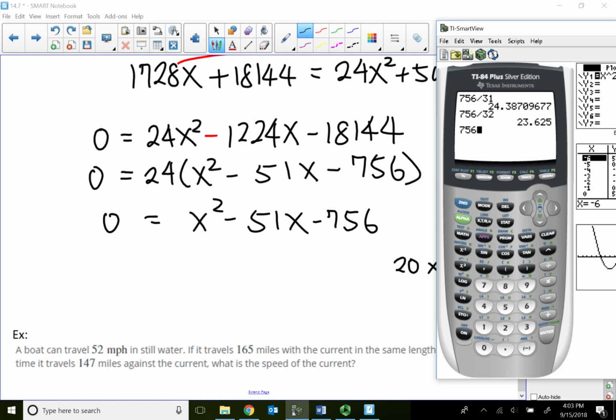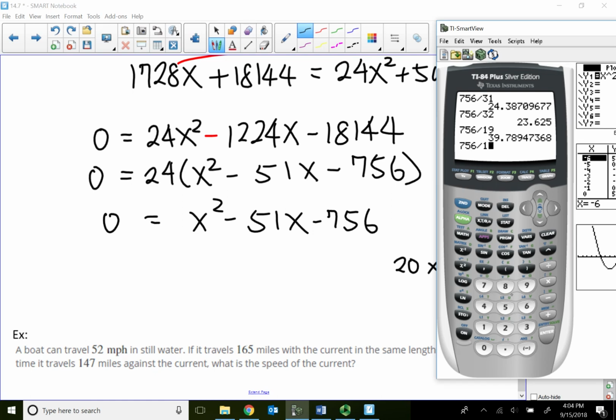756. Let's see, maybe I need to go smaller. Maybe I need to go under 20. Let's try 19, because I want my difference to be 51. It's pretty big. 756 divided by 19. Oh, you see that difference is 20. Okay, so that's good. 18.